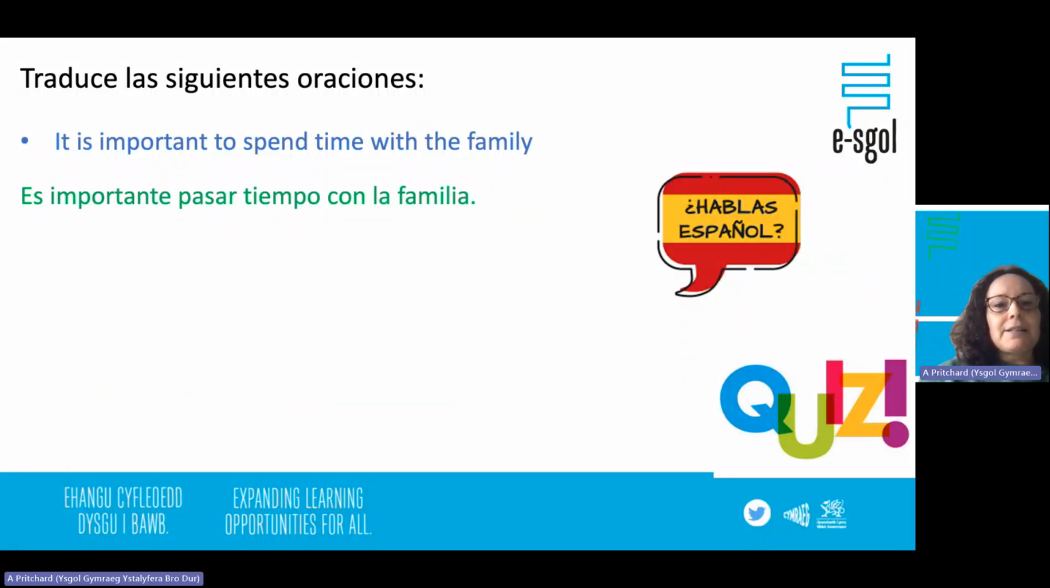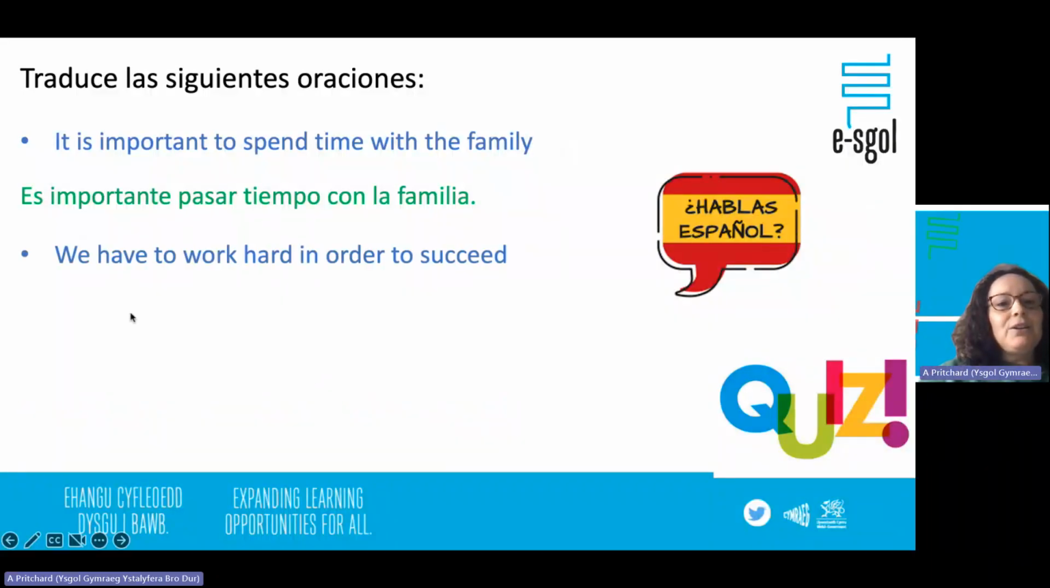Es importante pasar tiempo con la familia. So es importante, we've seen already today. Pasar tiempo is to spend time, and then with the family, con la familia.